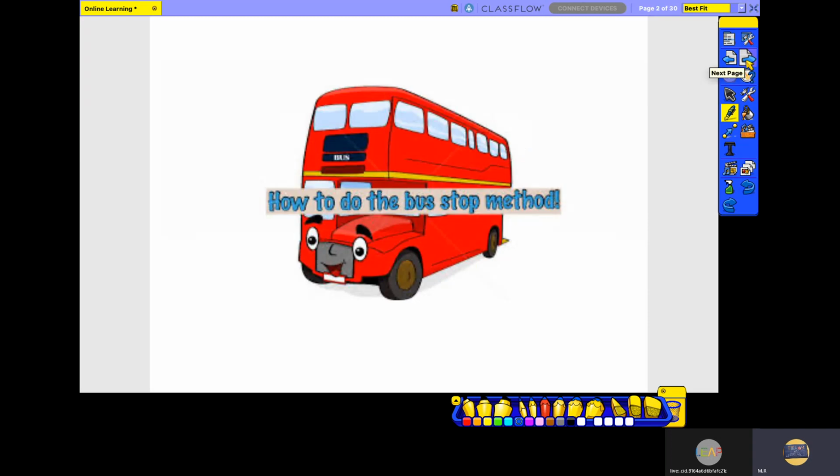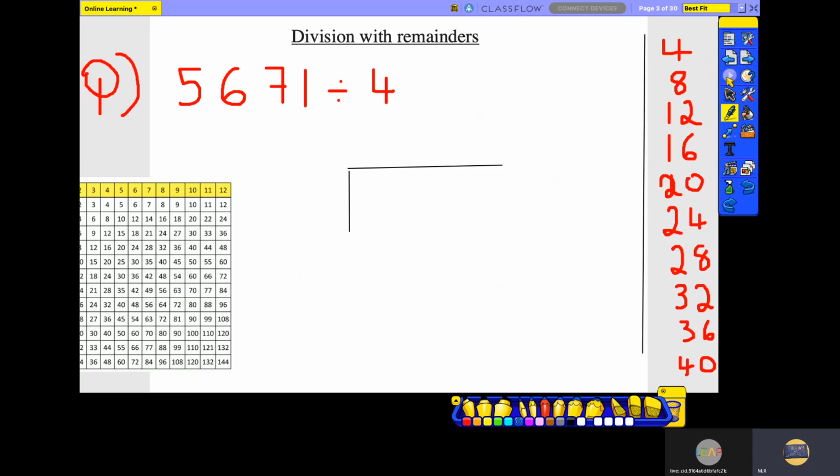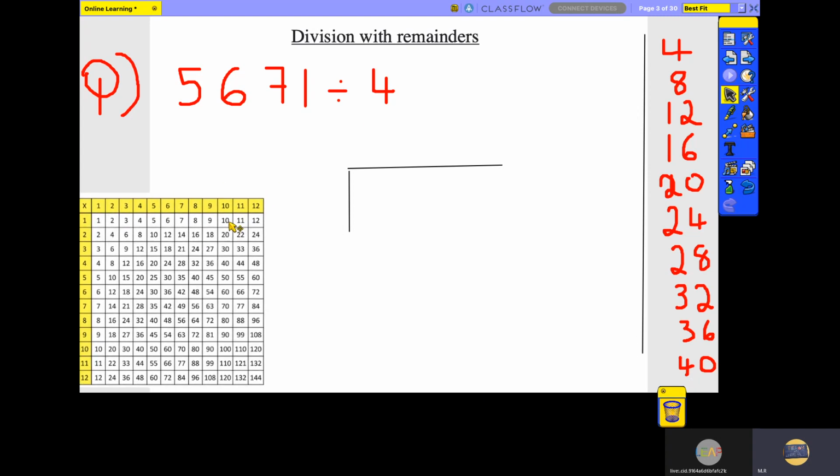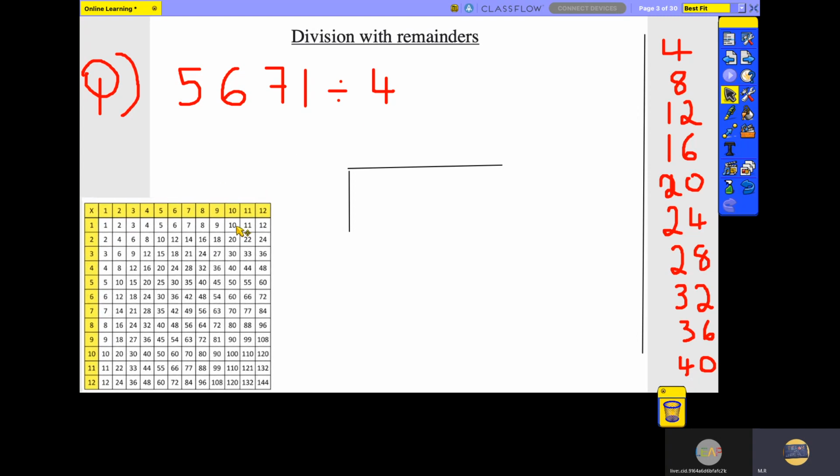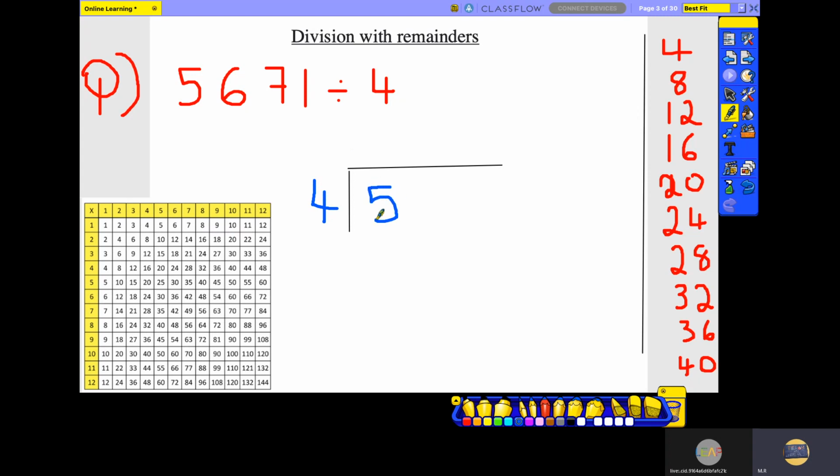Okay, in today's session, we will be looking at the bus stop method again. However, in today's episode, we will be looking at dividing with remainders. It's a follow-on from our last episode. We've got the number 5,671 divided by 4. The first step is to put the numbers in the right place. You put your 4 on the outside and you put your 5,671 on the inside.